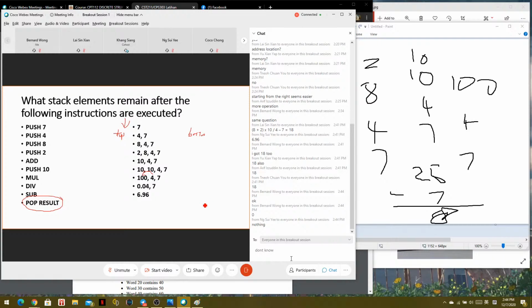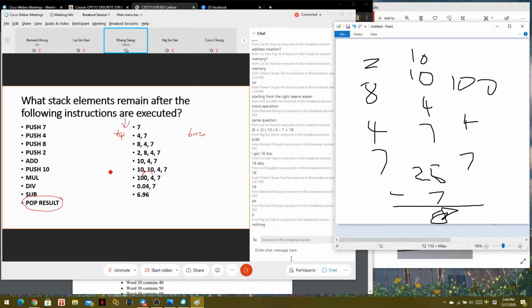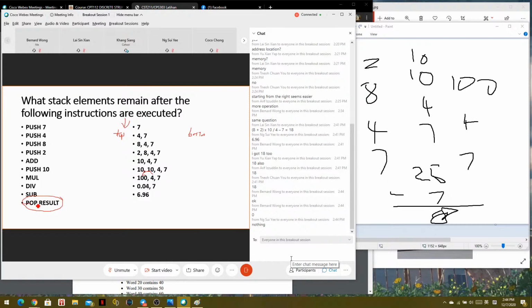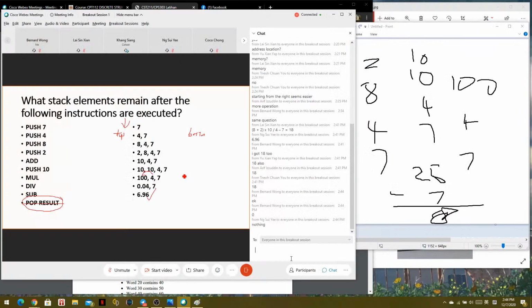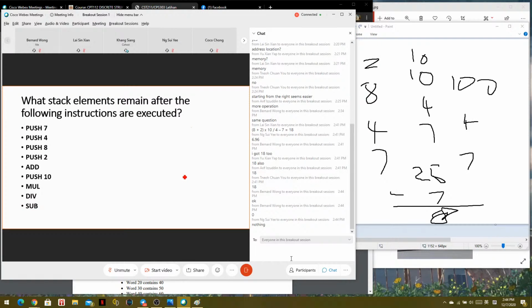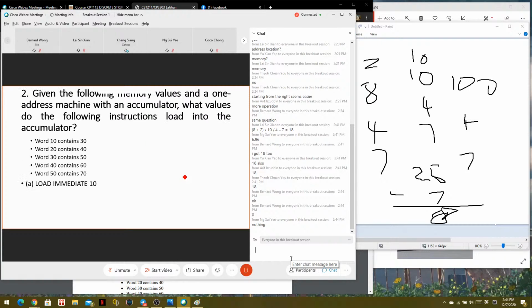Zero is wrong too. Yes, correct. It's nothing. Okay, remember that. So if you don't have this pop result, then it's 6.96. Okay, this same thing.